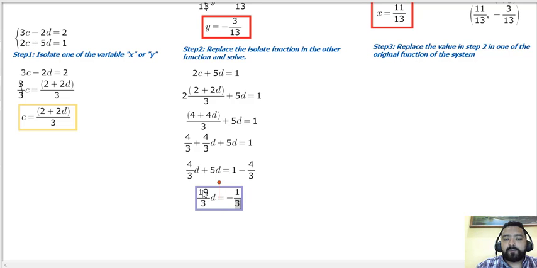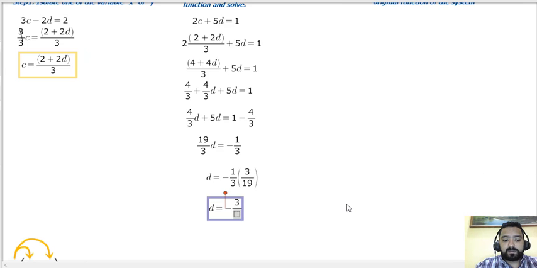And then remember, if we have a fraction, you can use the reciprocal. d equals negative 1 over 3, and we are going to multiply by the reciprocal of this one. 19 over 3 gives us 3 over 19. So finally the answer is going to be negative 1 times 3, negative 3 over 19 times 3, and in this case you are going to multiply and it's going to be 57. So this one is the answer for the variable, the letter d.